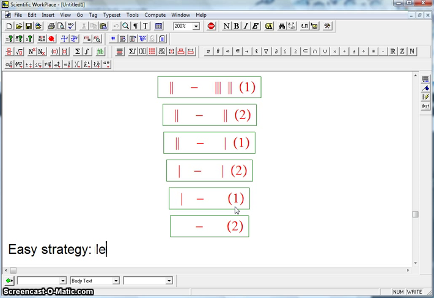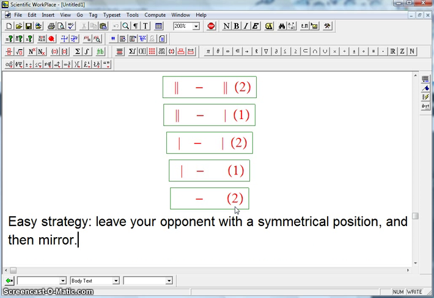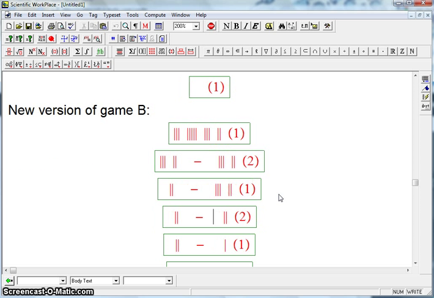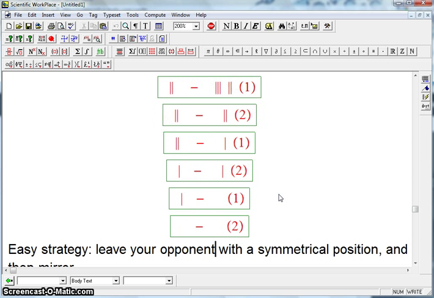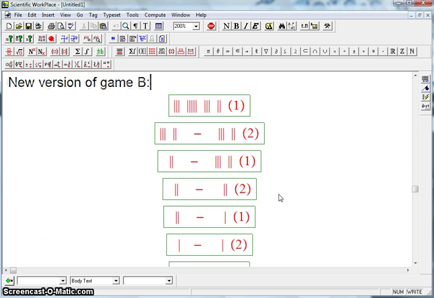If you can, leave your opponent with a symmetrical board, or a position, whatever you want to call it, configuration, and then mirror. And that will beat just about everybody who doesn't know that strategy, or the better strategy for that matter. Because as long as the game starts with a decent number of sticks, after one or two moves, you can usually manage to leave the other player on a symmetrical board, and then they're toast, and you just mirror what they do. So, but what if you can't do that?